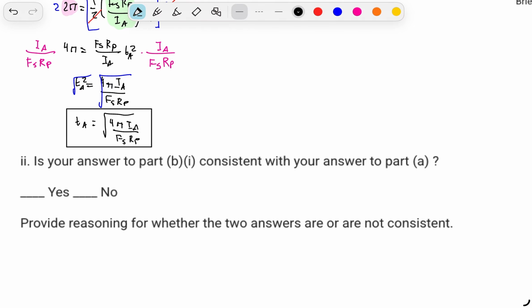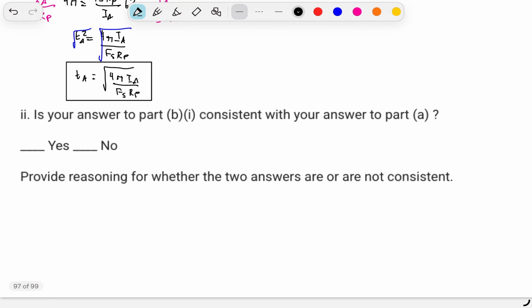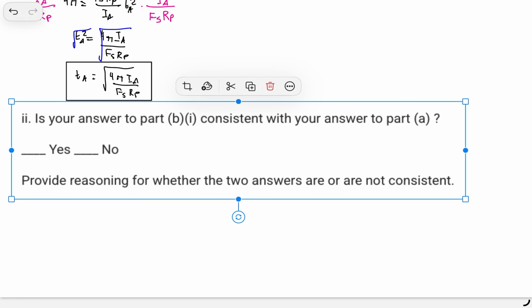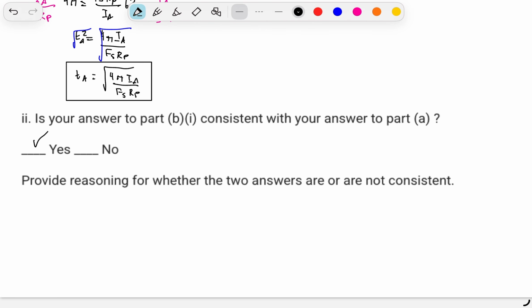Is your answer to part B consistent with your answer to part A? Yes, it is. And the reason is that in our equation, we can see that TA is going to be directly proportional to Ia. Under the root, Ia and TA are both in the numerator, and you have to remember to include that root. So that means that a smaller I is going to mean a smaller time to complete one rev.